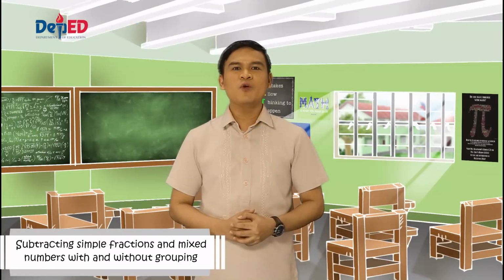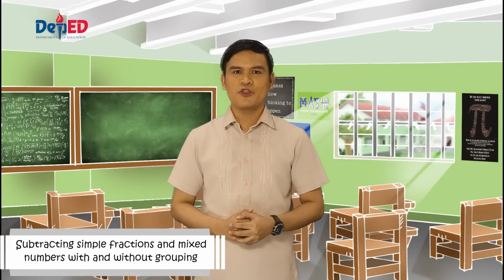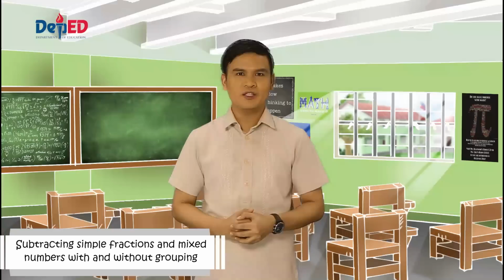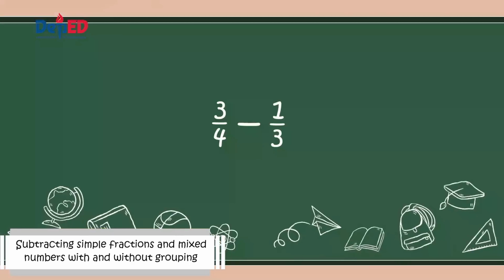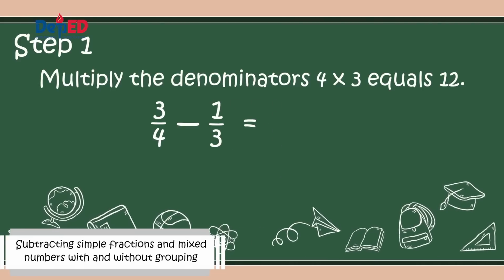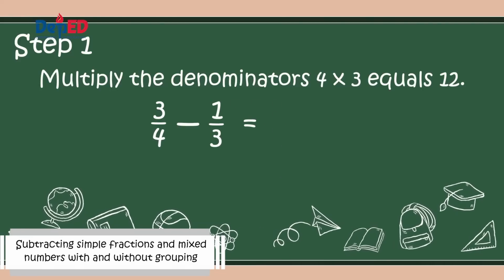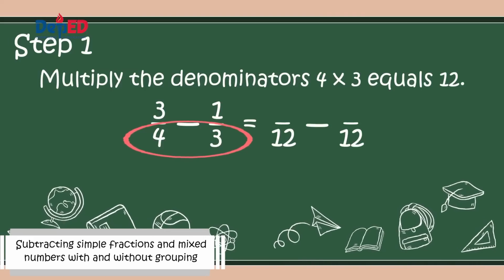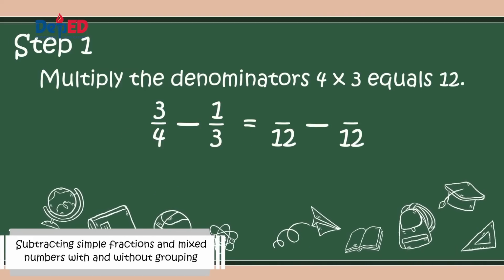This time, I will introduce to you another method, the butterfly or cross multiplication method. But this can be used only if the given fractions are composed of small digit numbers and are two dissimilar fractions. For example, 3 fourths minus 1 third. Step 1. Multiply the denominators 4 times 3 equals 12. 12 is the common denominator.